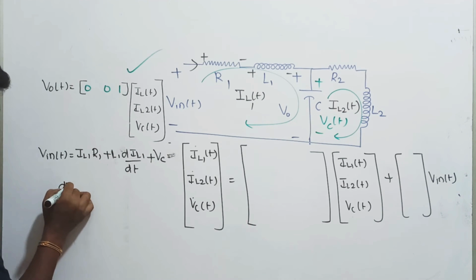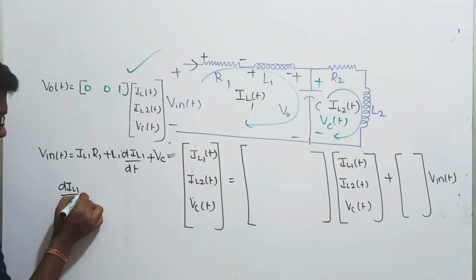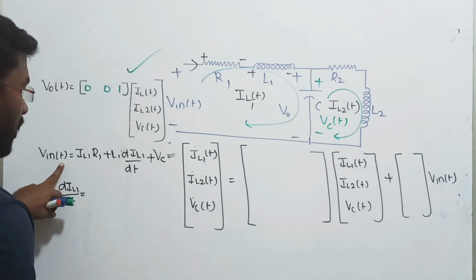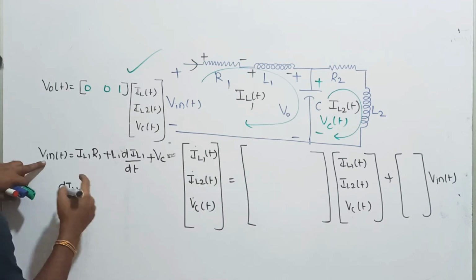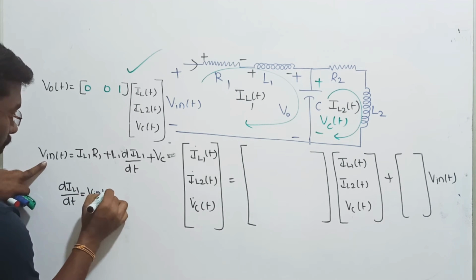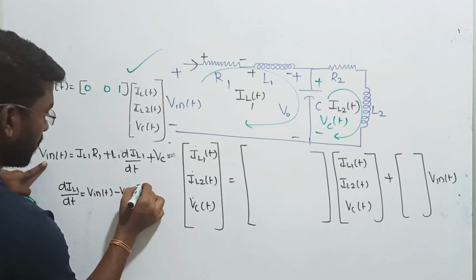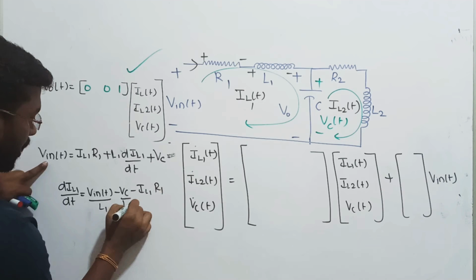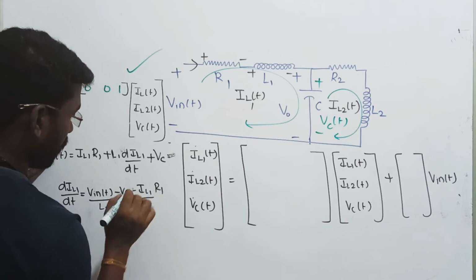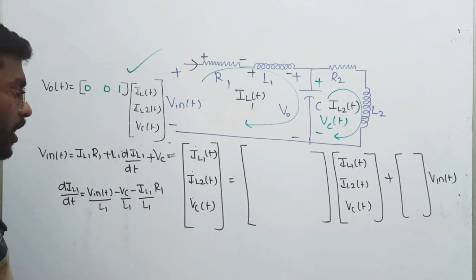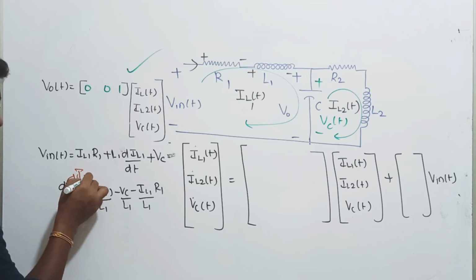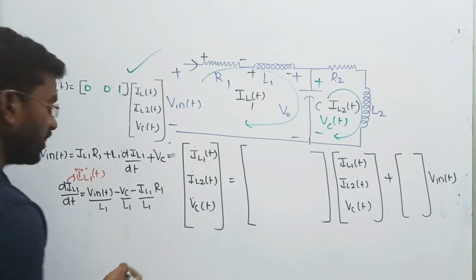Let me write the answer directly. dIL1 of t divided by dt can be written as: Vn of t first, if you reduce this, then minus Vc minus IL1 into R1, and all of this is divided by L1. That's all. So dIL1 of t divided by dt can be replaced by IL1 dash of t. Substitute it directly.